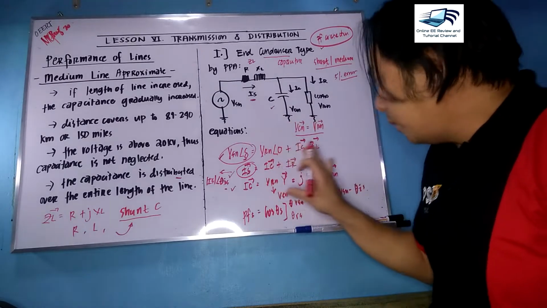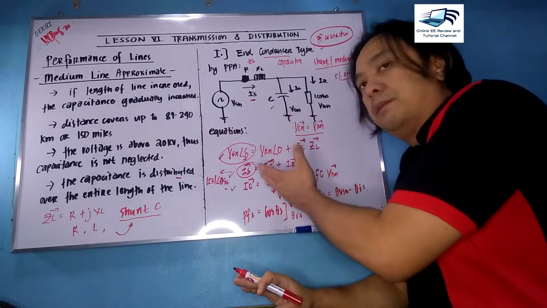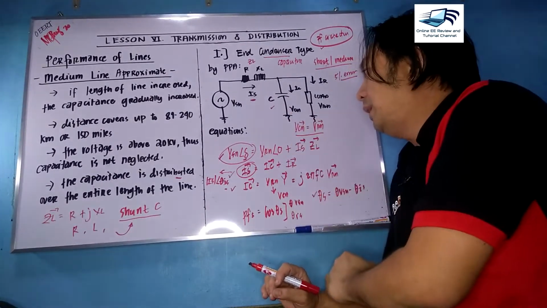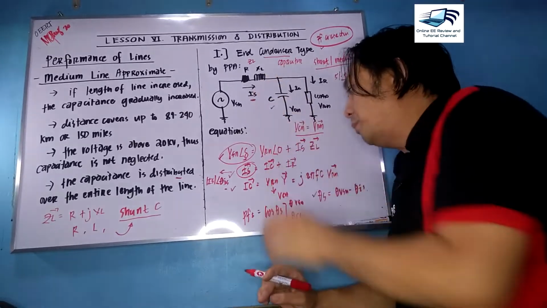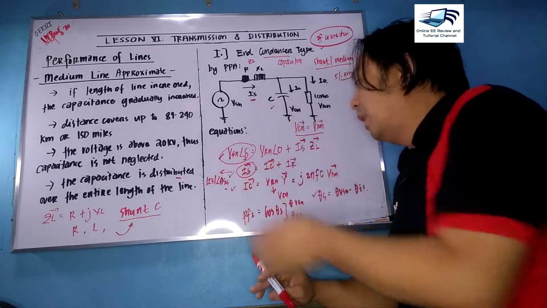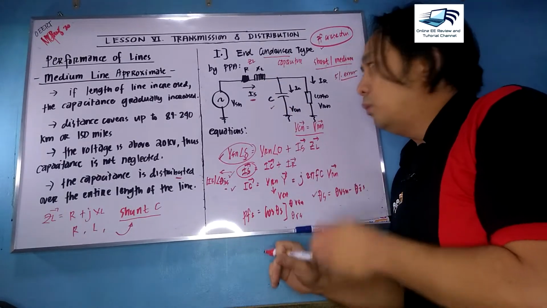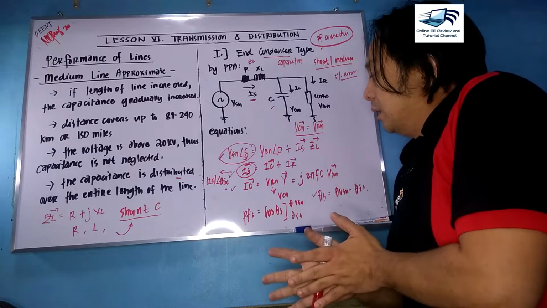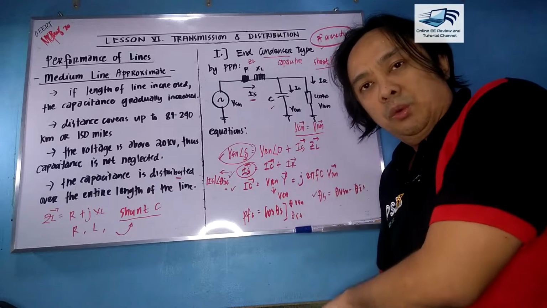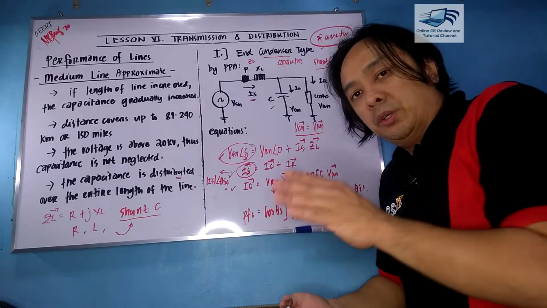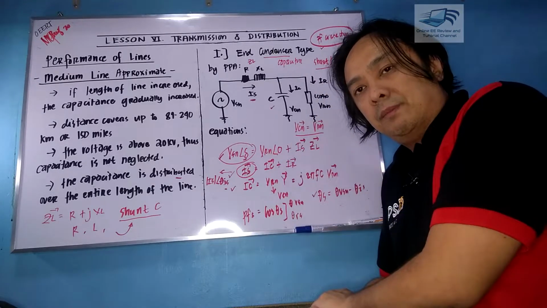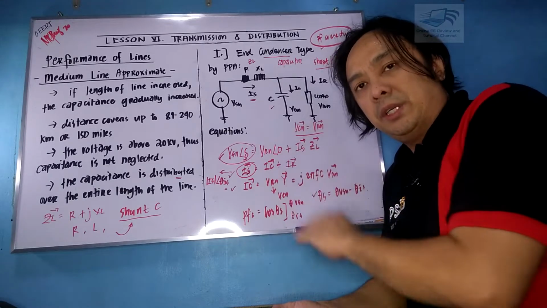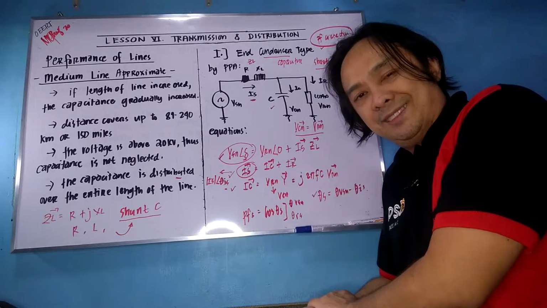Okay, these equations are very, very important for determining the performance of this type of transmission line, which is your end condenser type. Okay, I think we can go to the next slide for your pi circuit and for your T circuit or nominal T. Please stay tuned.